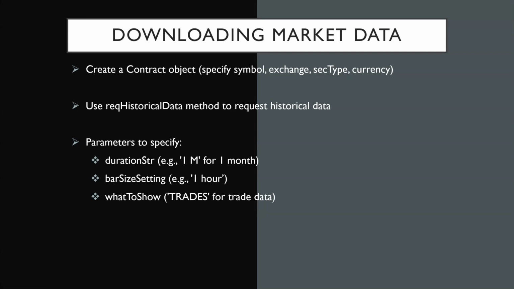And the way this works is that we create a contract object so we know what market data we want to provide. So this will be the stock information or the option information. This will be security information. Typically, you're going to be providing a symbol, an exchange, security type, and a currency.